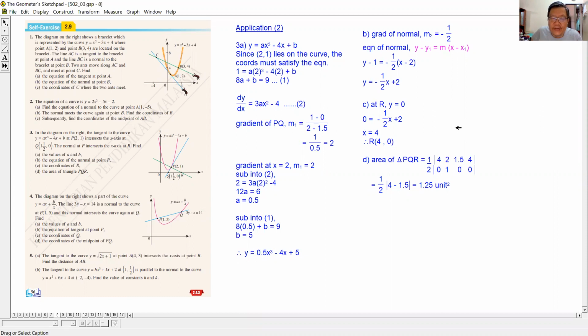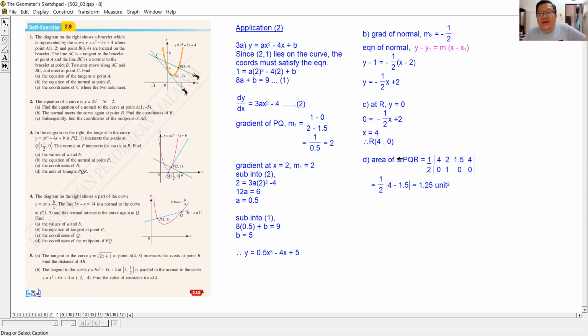Any question about this point R? Now, this question is about coordinate geometry, right? If they say on the x-axis, then the y is 0. If the point is on the y-axis, the x is 0. Opposite. X-axis, y is 0. Y-axis, x is 0.